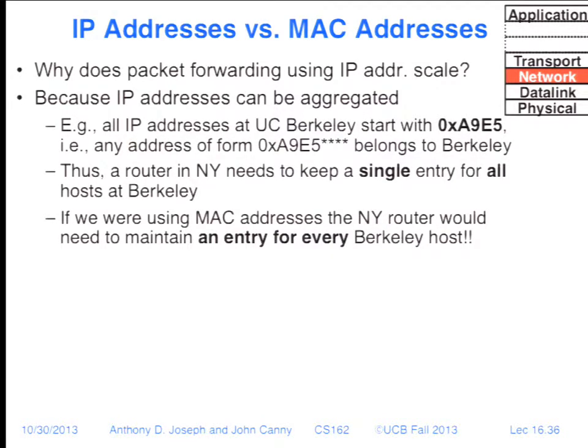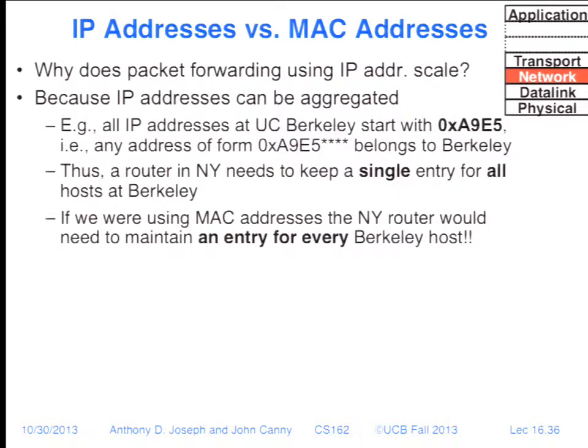Well, we already said that the IP addresses have this geographic locality. So for instance, at Berkeley, the IPv6 prefix is A9E5. The old one was 128. So you can tell that those first four digits are unique. Any address that begins with that sequence is going to be a Berkeley address.